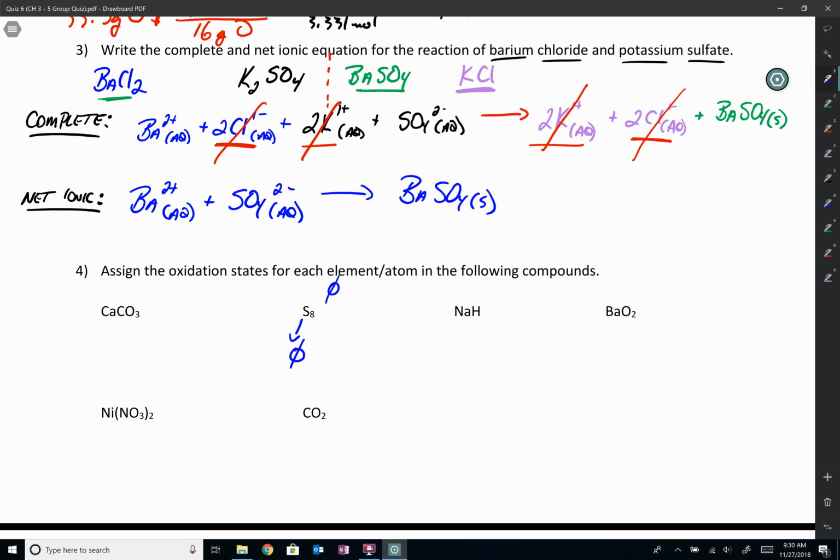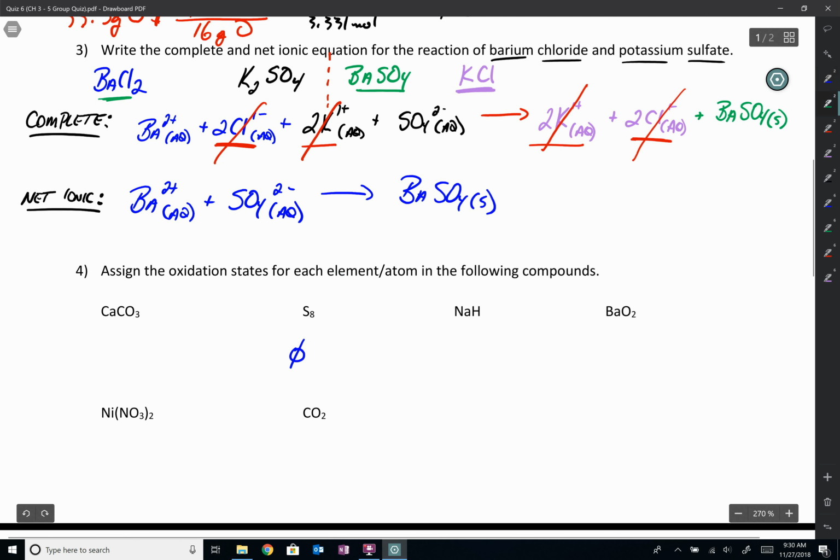Another way of saying this is S8 is an elemental form of sulfur, and any atom in its elemental form has to have an oxidation state of 0. That's just one of our rules. So any element in its elemental form has an oxidation state of 0.